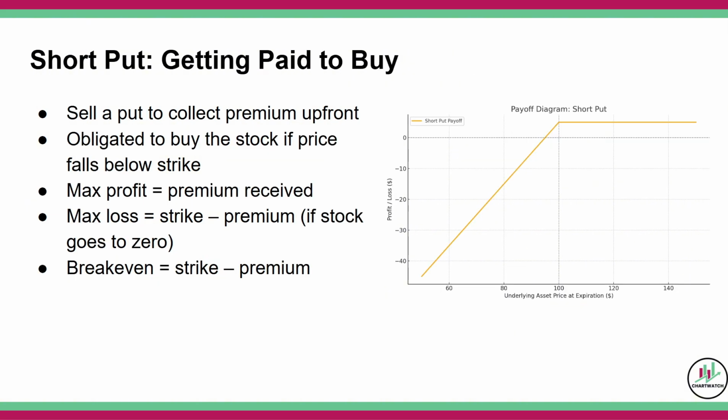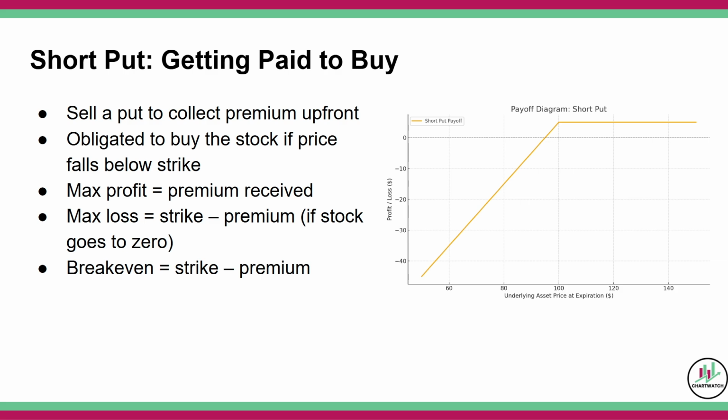Now, on the other hand, there's the short put. A short put is the most underrated strategy in options, especially for investors looking to acquire stock at a better price while getting paid to wait. How it works is when you sell a put, you're giving someone else the right to sell the stock at the strike price. In return, you get paid a premium upfront. If the stock stays above the strike, nothing happens and you keep the premium. That's your maximum profit. If the stock drops below the strike, you're likely to be assigned, meaning you'll have to buy the stock at the agreed upon price.